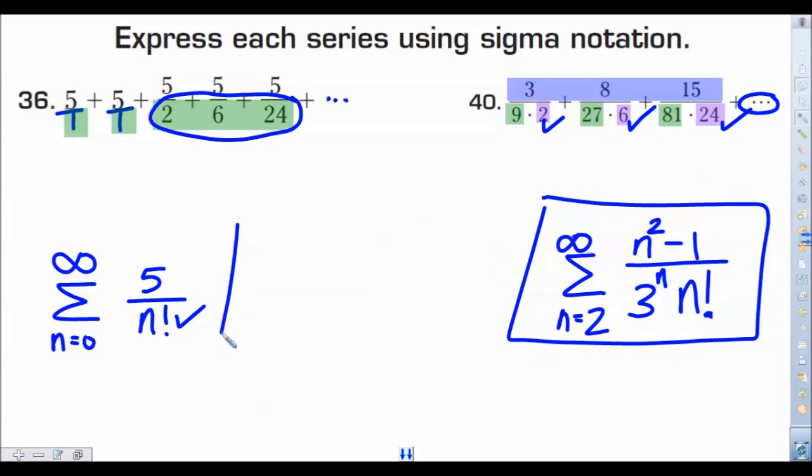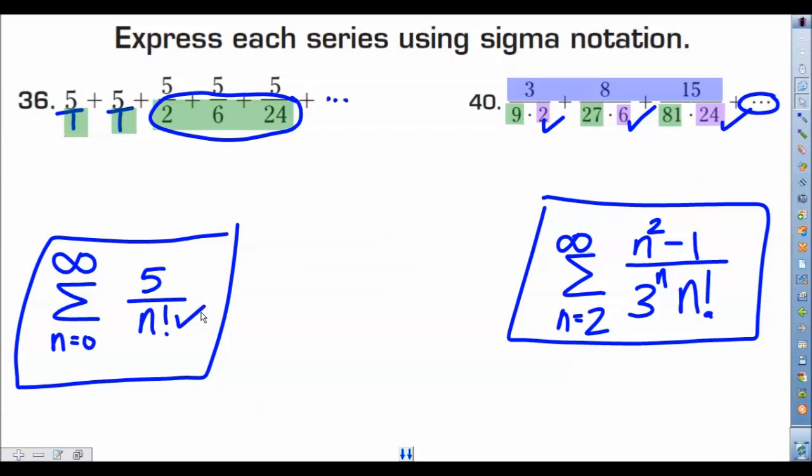And I think we had this one, right? Except for that check mark right there. That check mark's not very mathematical, is it? So let's get rid of that. Okay, so there we go, sigma notation.